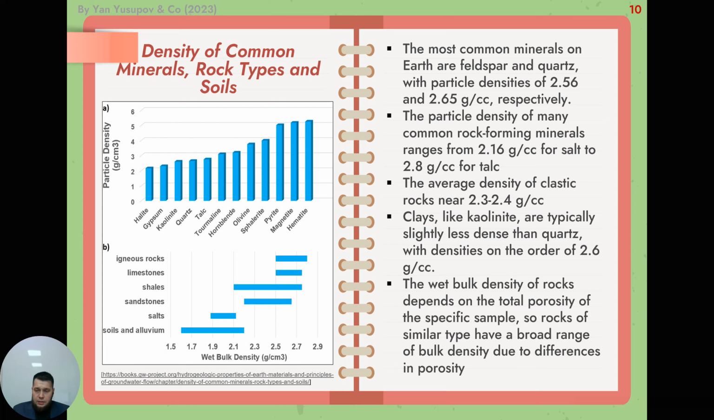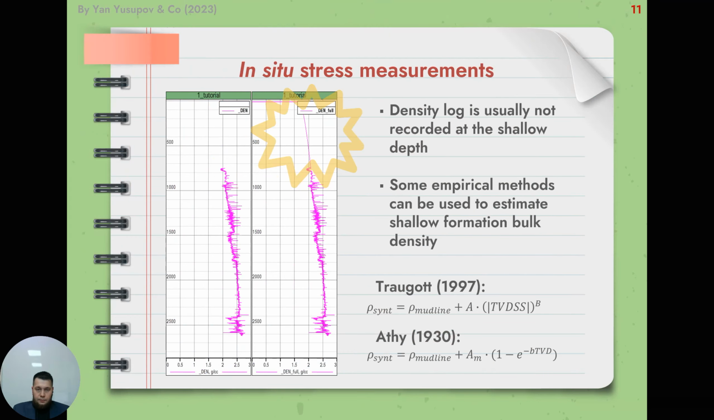The wet bulk density of rocks depends on the total porosity of the specific sample. So rocks of similar type have a broad range of bulk density due to differences in porosity. Please note the chart of density changes for common minerals, rock types and soils here. Okay, let's go further.